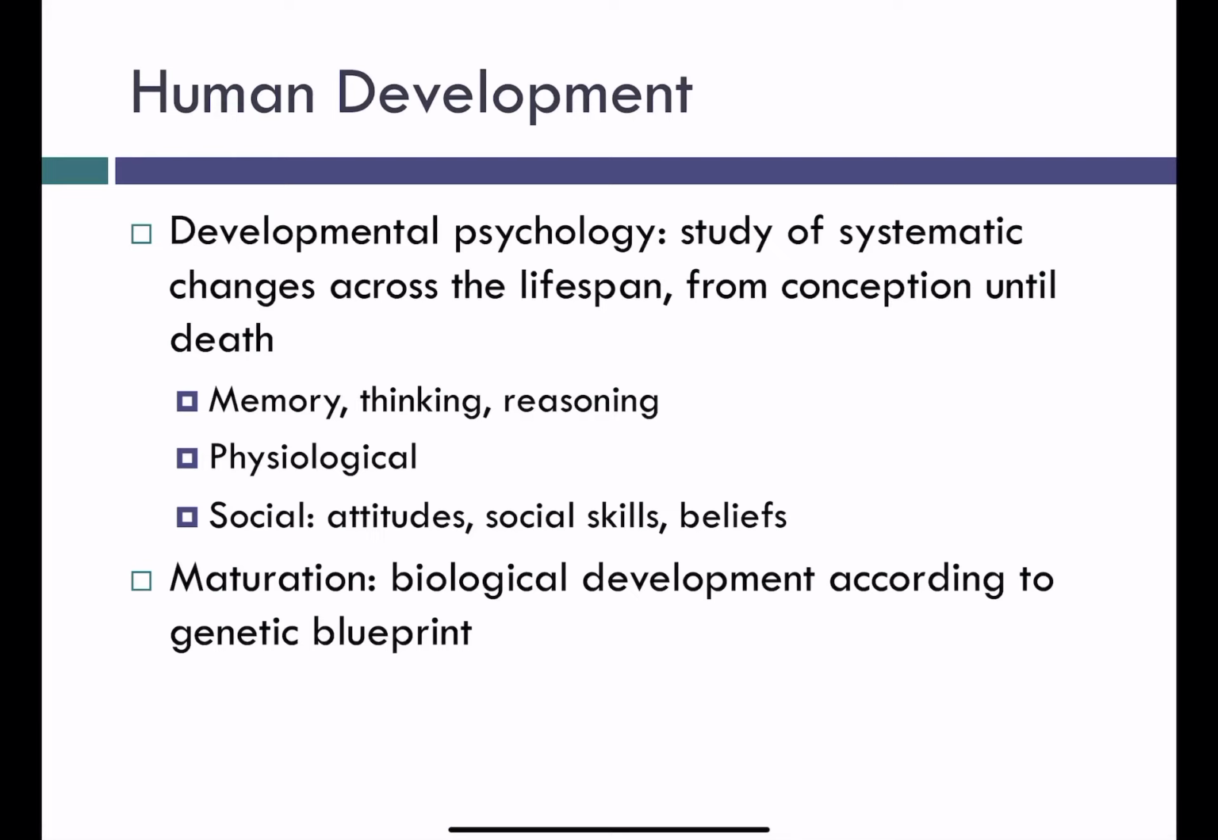So cognitive changes include memory, thinking, and reasoning. Physiological changes involve things like prenatal development and hormonal changes later in life, and social changes include things like attitudes and social skills and how kids react to parents and things like that. In addition, development can be driven by maturation, which is biological development. Kind of everyone goes through this universal process.